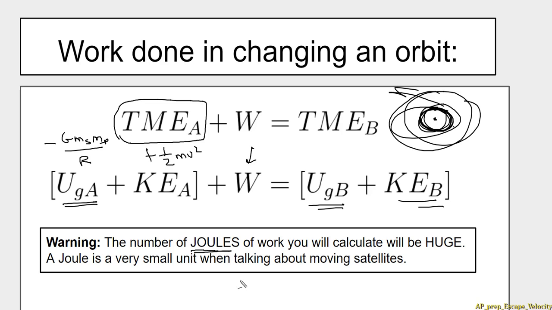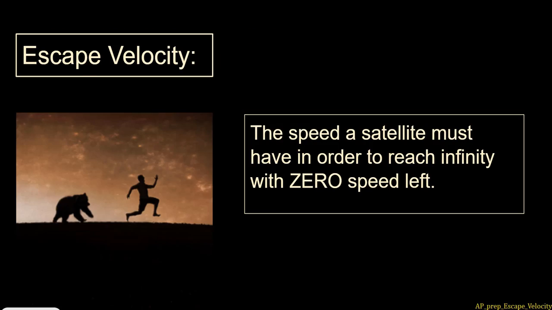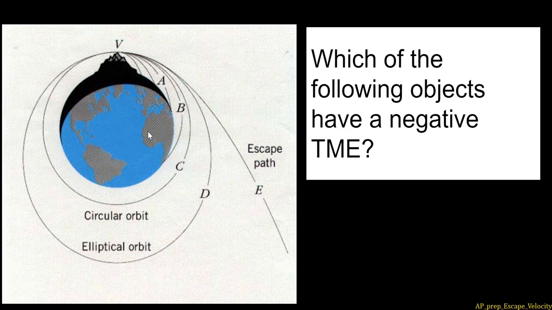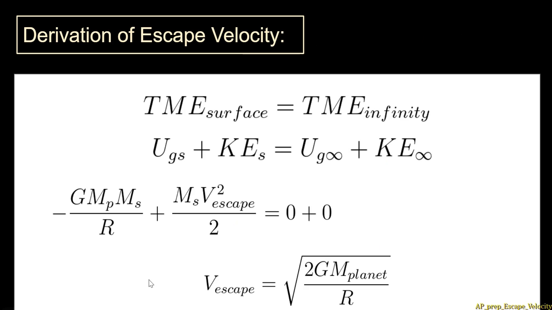The point of this slide was just confirming that most of the time your TME for satellites will be negative. Don't freak out if you calculate the TME and it's negative. It just means that you're in an orbit. If you know the planet's in an orbit, you better get a negative. And then you can conserve energy from one point to another, just like we've done before. You can also say that energy isn't conserved because there was air resistance or you turned on some jets.